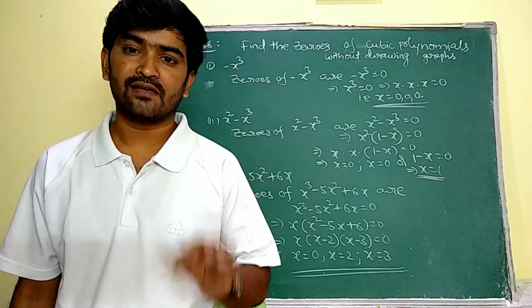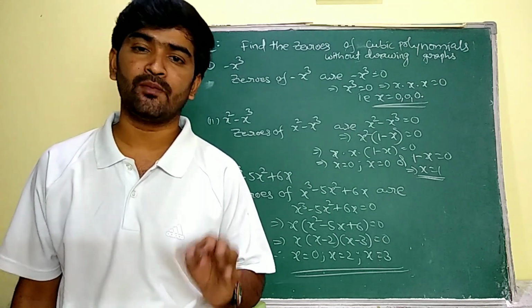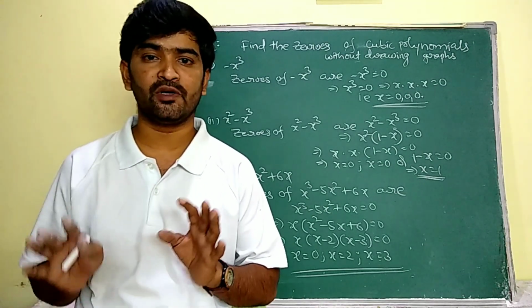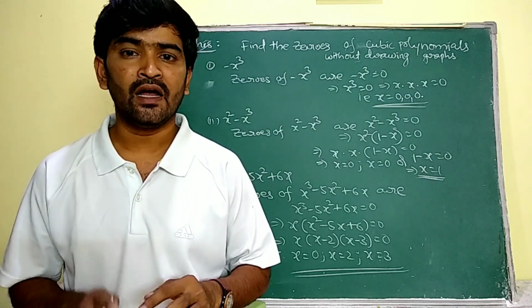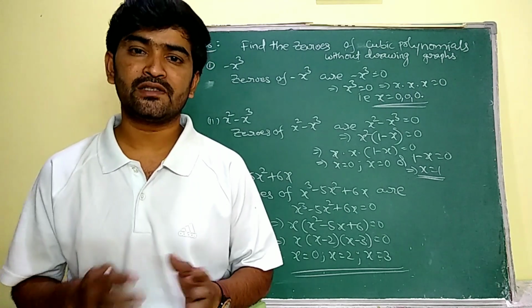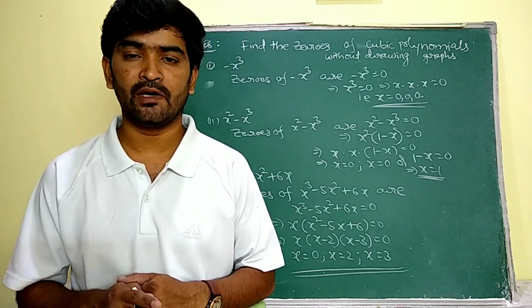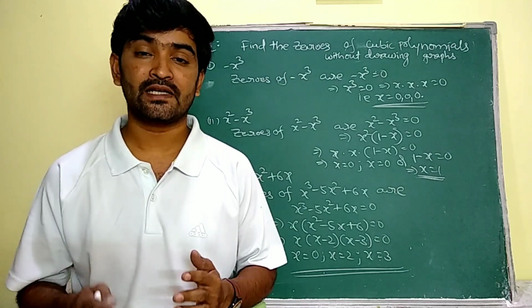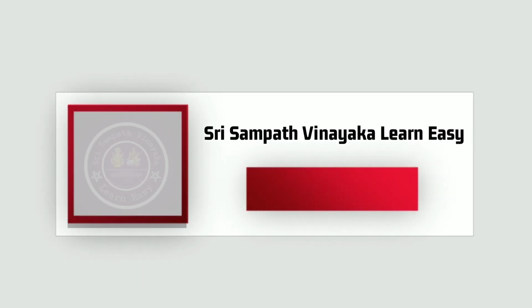If you are asked to find the zeros of any polynomial without drawing the graph, then you have to equalize the given polynomial to 0. Then the values which you obtain for that variable are known as the zeros of that particular polynomial. In the next video we are going to discuss exercise 3.2.